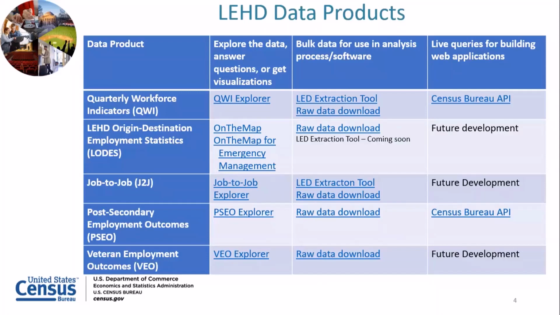Finally, we have another experimental data set called the Veteran Employment Outcomes, or VEO. This experimental data set reports earnings and employment outcomes for U.S. Army veterans 1, 5, and 10 years after discharge by military occupation, rank, demographics, industry, and geography of employment. This is accessible through our VEO Explorer. In addition to data tools, raw data downloads are available along with LEHD microdata for approved projects through our secure census research data centers.